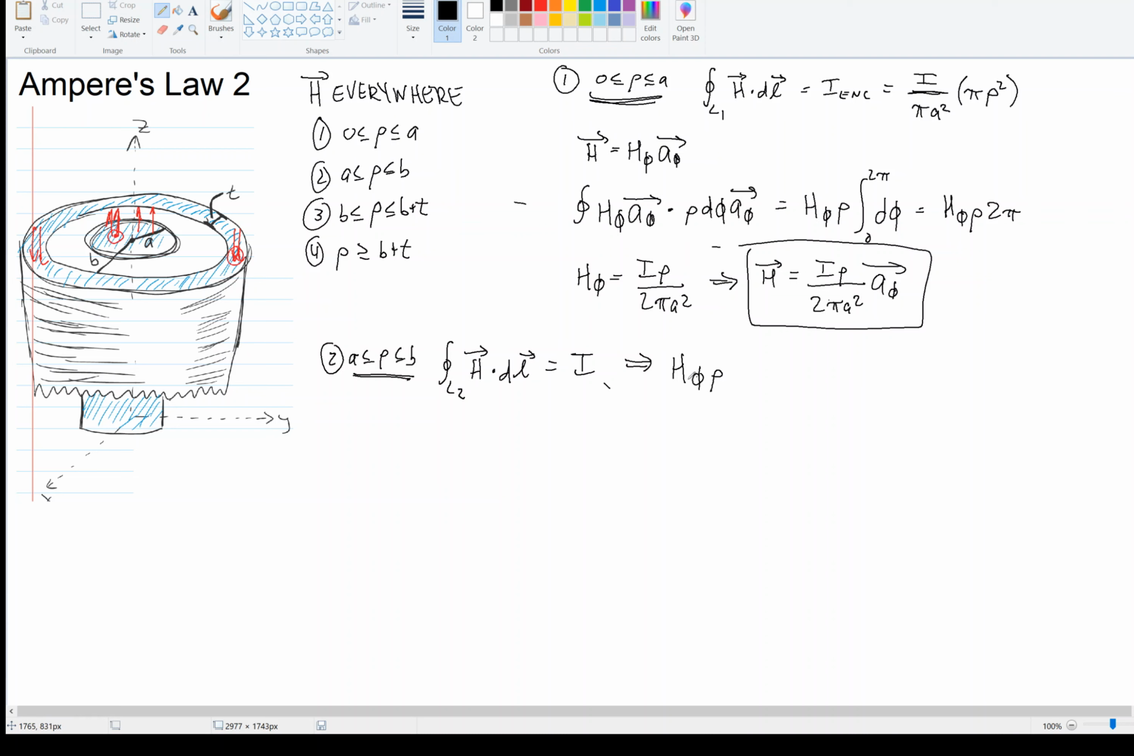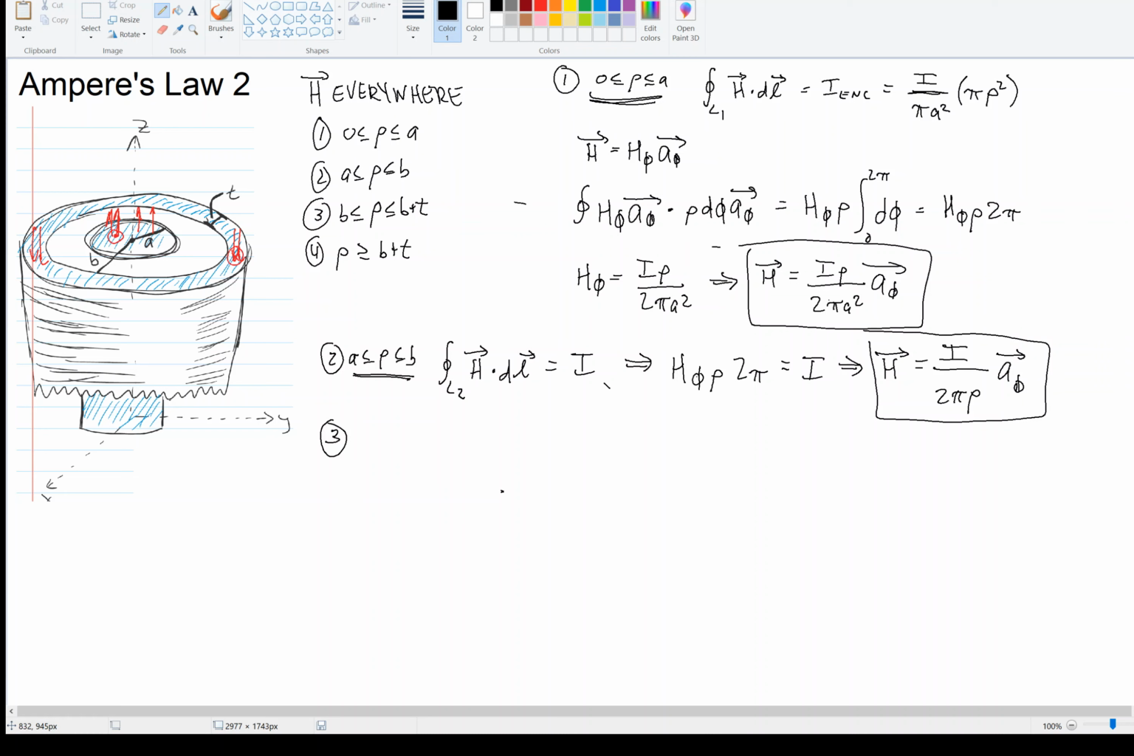you find that the H phi can come out of the integral and the rho can come out of the integral. Then you tack on a 2 pi from the integration equals I, and then ultimately what you get is that H is equal to I over 2 pi rho times a unit vector in the phi direction. That's what you get. So interestingly, we see a difference here with the rho being in the numerator versus the rho being in the denominator. We'll say more about that in a little bit.